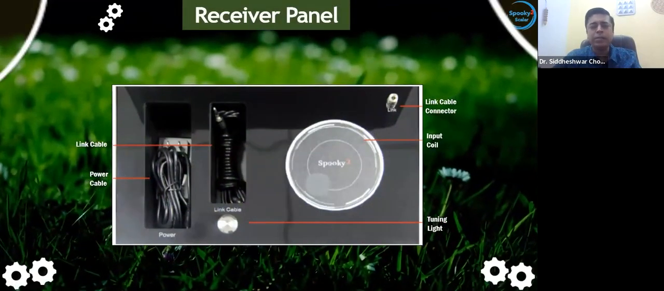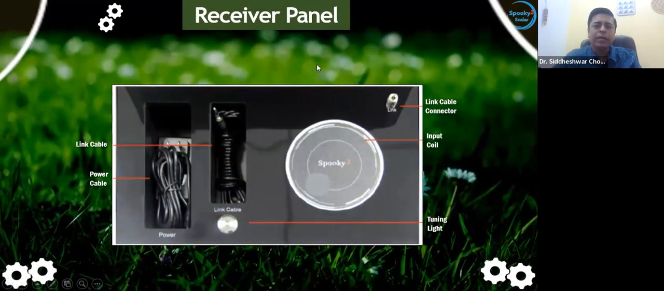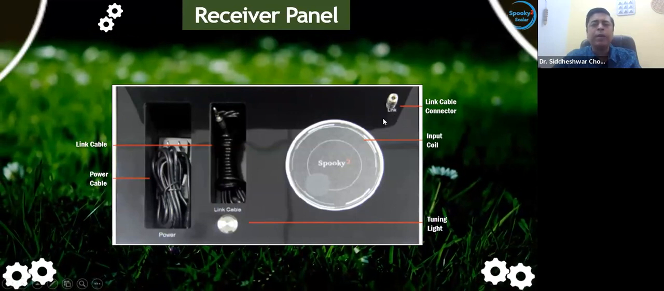Now the receiver panel is pretty simple. It contains only the link cable connector. Here you have to connect the transmitter and receiver through the link cable. And then you have a tuning light. In fact, the right word should be the confirmation light.